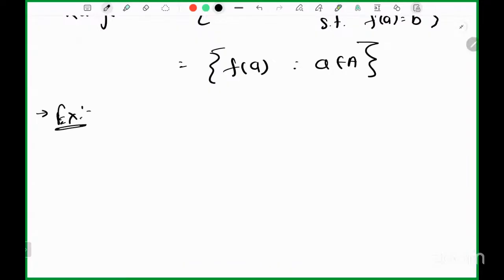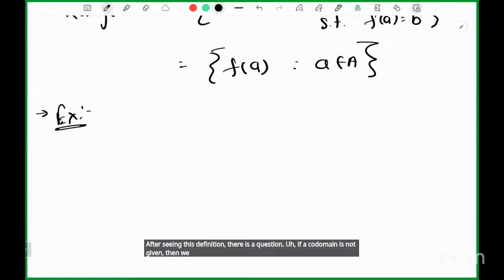So, example is... let's think of one function. After seeing this definition, there is a question: if the codomain is not given, then we cannot find onto. Then we cannot know whether a function is onto or not.